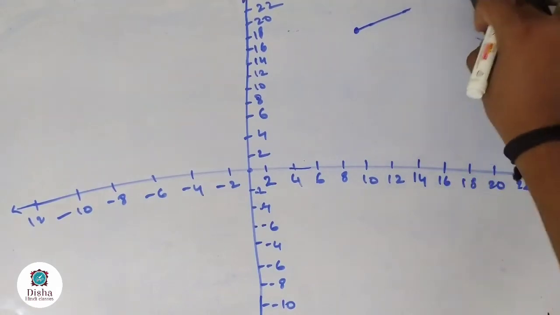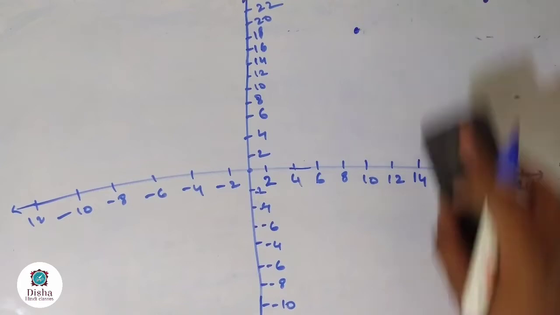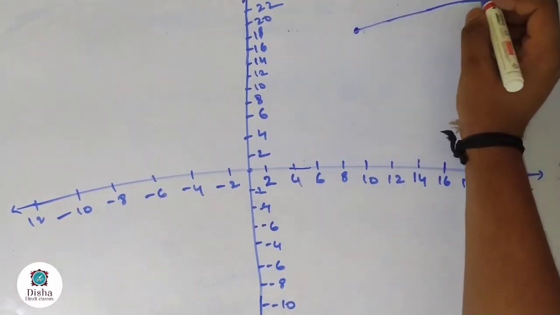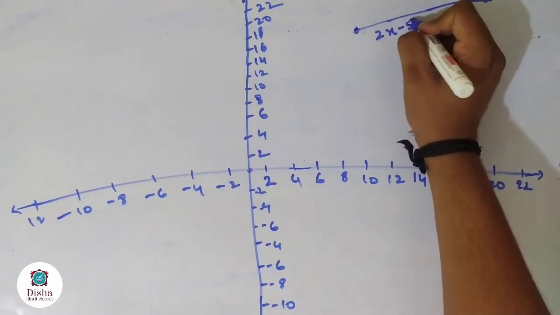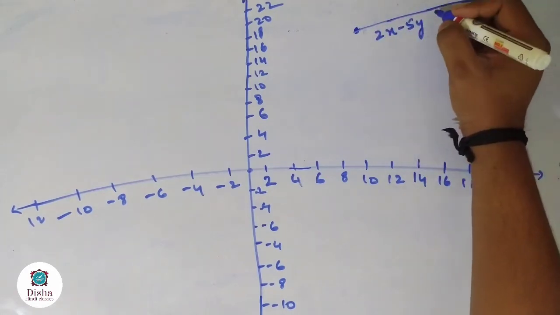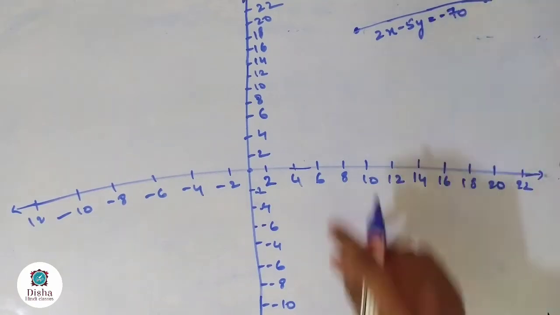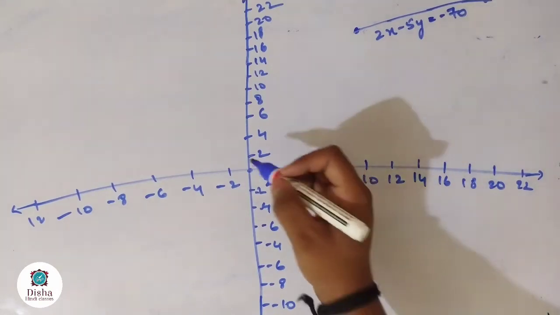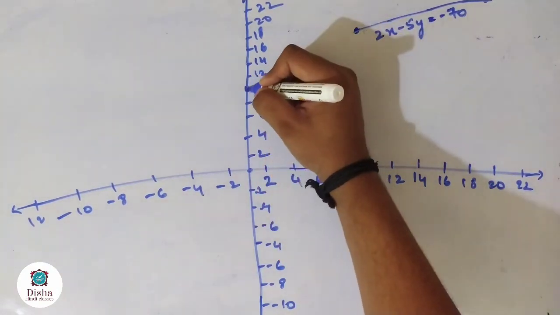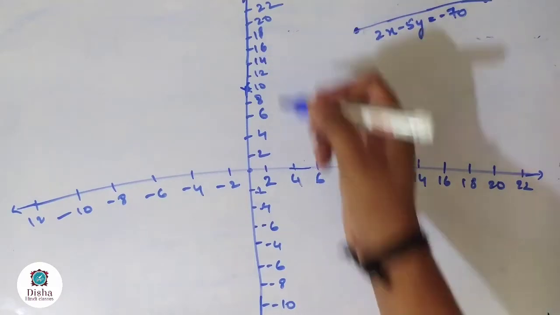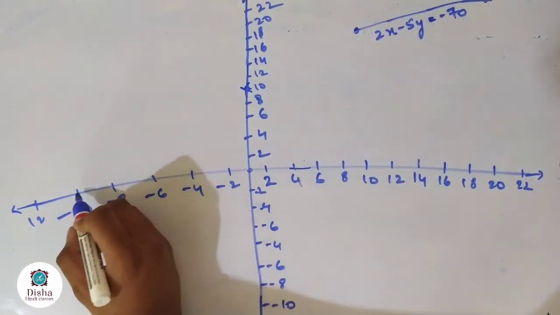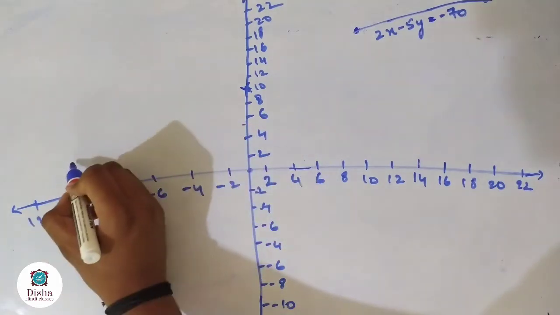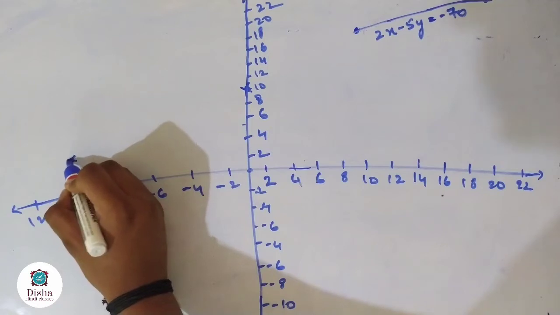It just got erased, so let us draw it again. This is the line, 2x minus 5y equals minus 70. Next we have 0 comma 10, it is here. And minus 10 comma 5 will be in the middle here. There we have it, right?